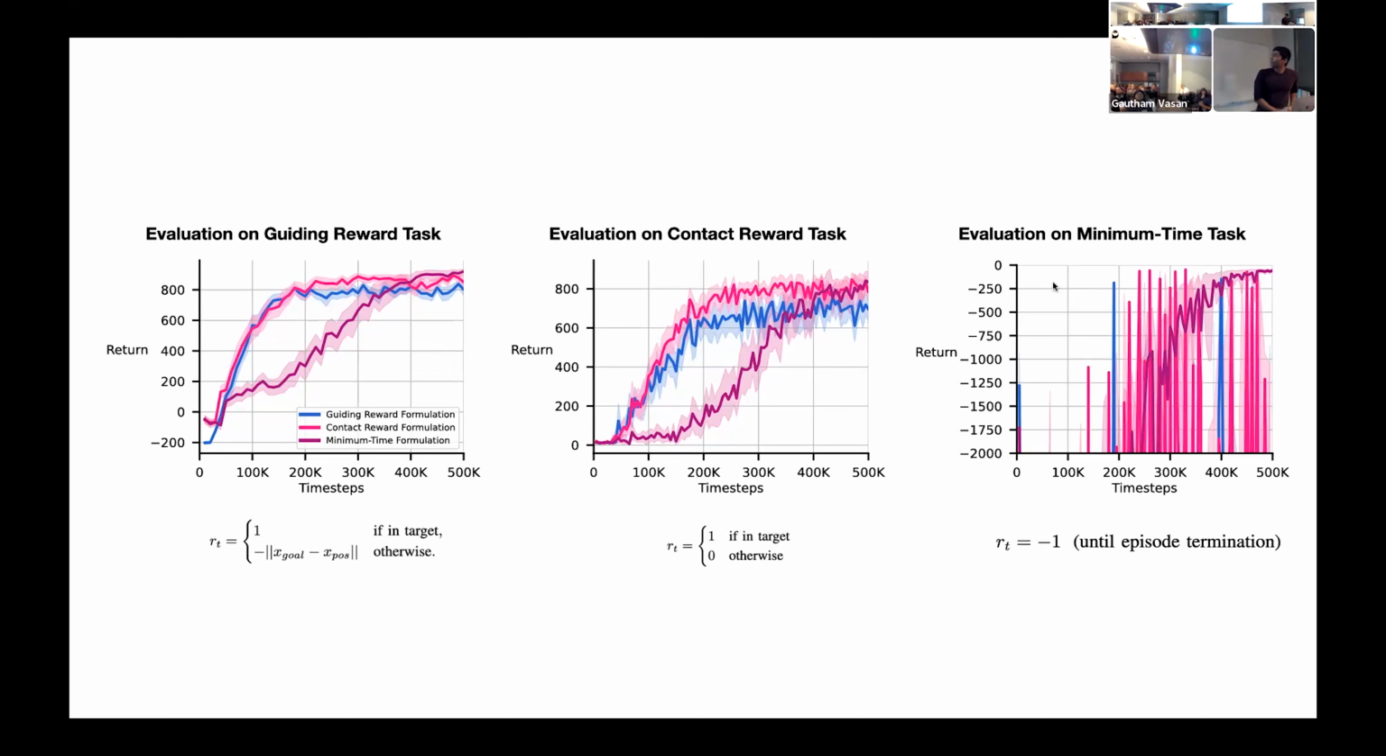But if you evaluate this on the minimum time task, this is pretty interesting. The other two formulations just get demolished here. It's just the minimum time which does best. And the other two seem like they haven't really learned to go close to zero velocity. When you render the policies, what you end up seeing is they make slight correcting movements, just staying within the target, but it doesn't really reach zero velocity.